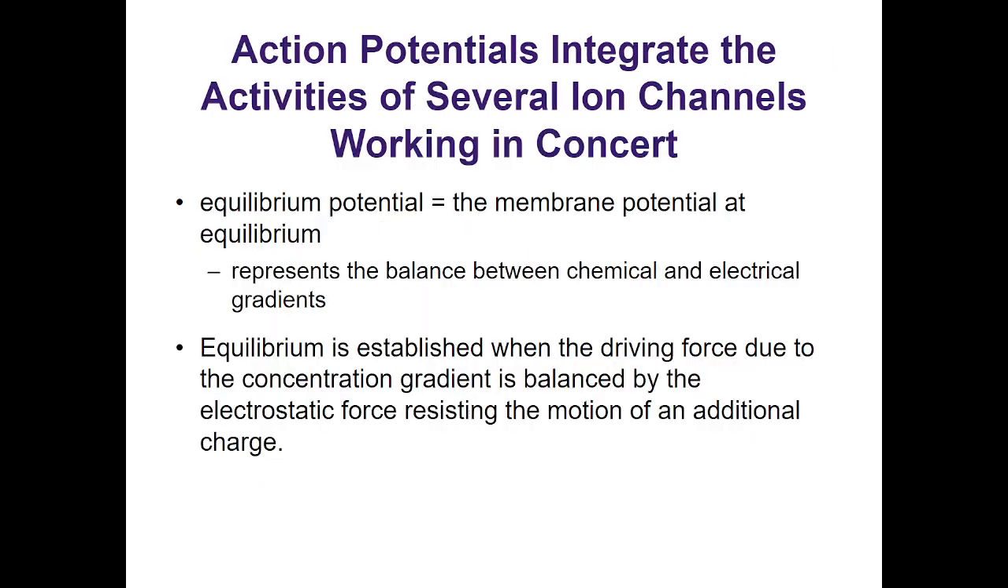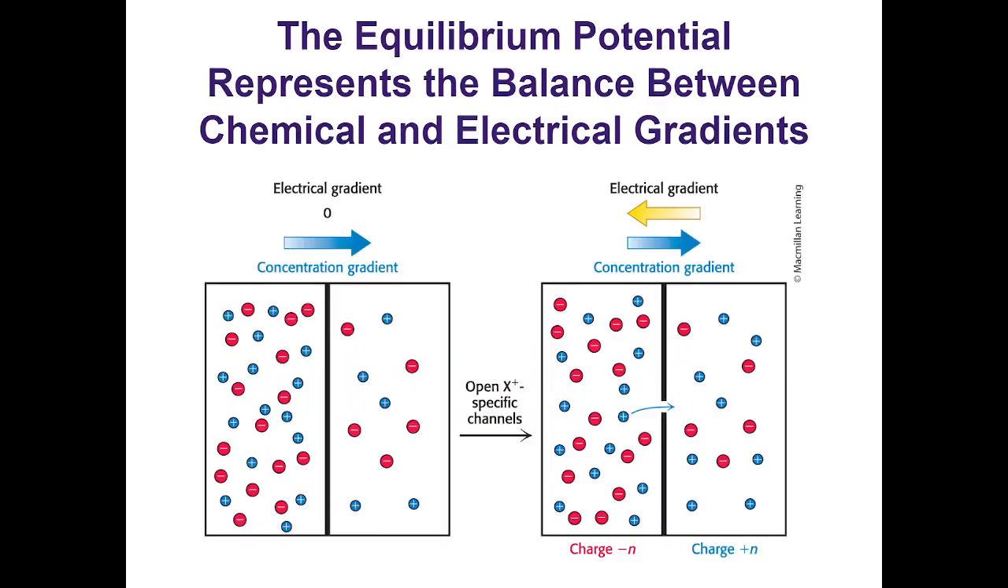So your equilibrium potential is your membrane potential at equilibrium. This is going to represent the balance between chemical and electrical gradients. Remember, these are 2 different separate forms. Chemical gradient would be the concentration gradient, right? The electrical gradient would be your charge gradient. It could be multiple different positive and negative species causing this. In fact, there are many positive and negative species causing this. The equilibrium is established when your driving force, due to the concentration gradient, is balanced by the electrostatic force resisting the motion of additional charge.